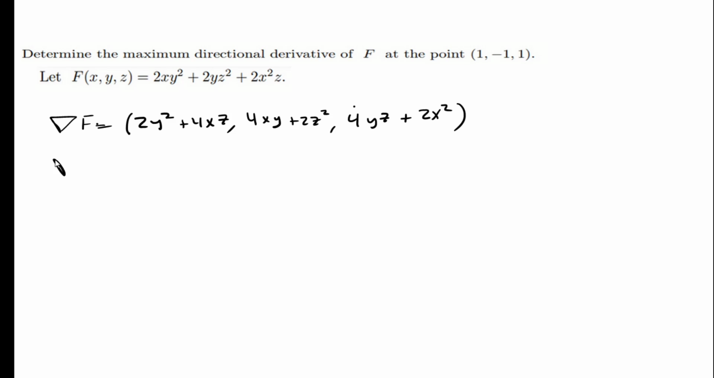Okay, and let's evaluate that at the point (1, -1, 1). So that is 1 plus 4, and then I have -4 plus 2. That should be 2 in front.